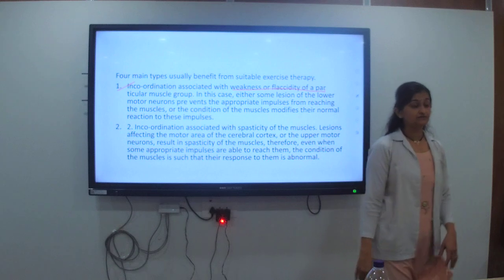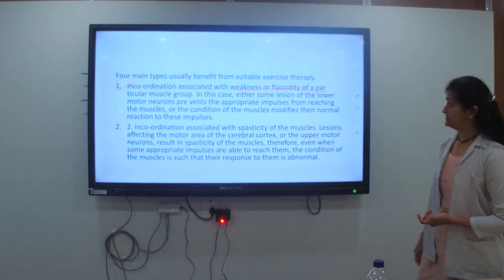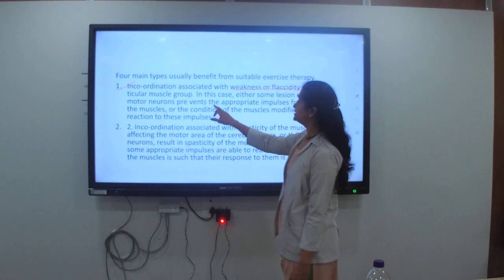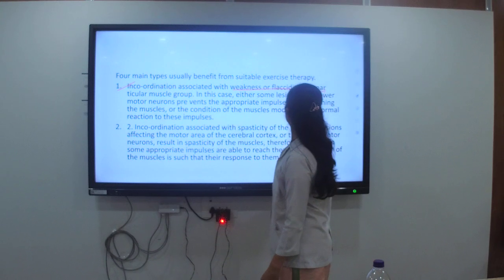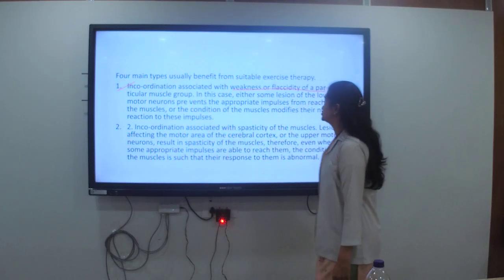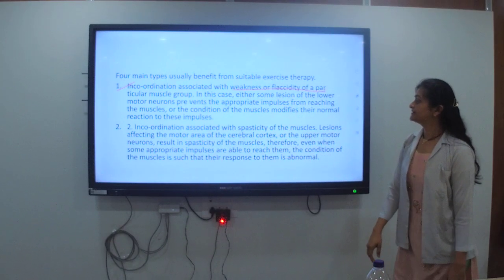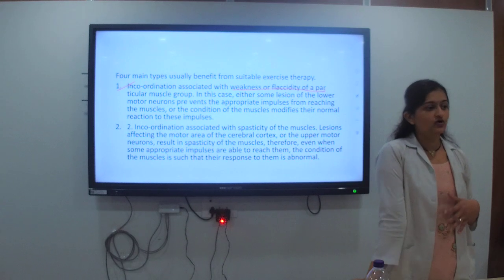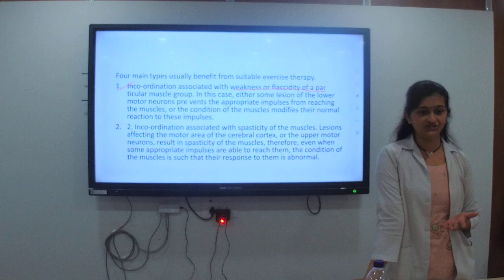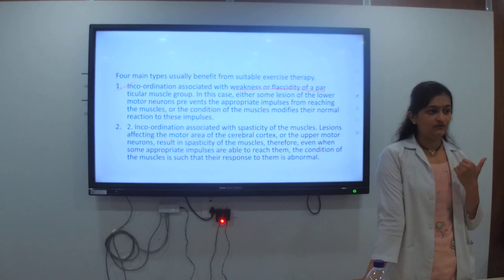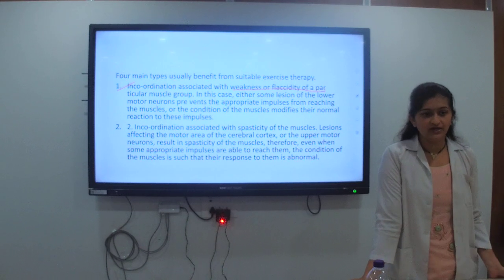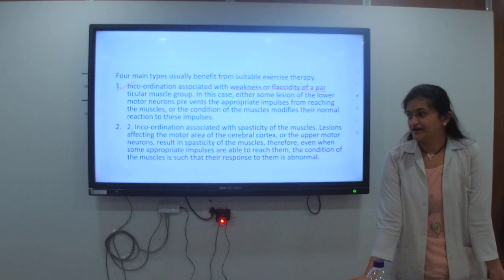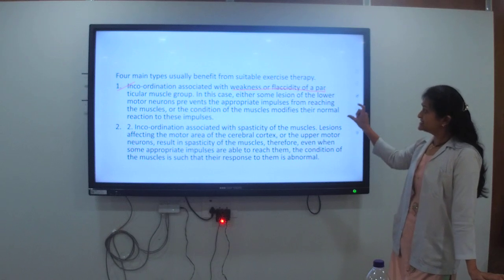If there is any lower motor neuron lesion, either some lesion of the lower motor neuron prevents the appropriate impulses from reaching the muscles, or the condition of the muscles modifies their normal reaction to these impulses. So what happens in a patient of stroke or any lower motor neuron lesion, like Bell's palsy, or any other examples you can take. There are many conditions where you can see incoordination is affected. So this is the first cause.